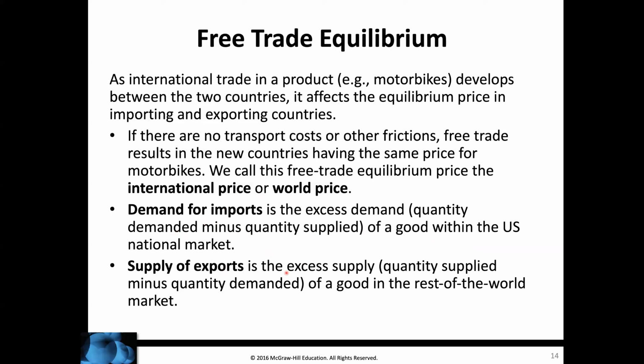The supply of exports is the excess supply. So assuming in the rest of the world, or the other country, the motorbikes were being produced at originally below the world price, but because of international trade, this free trade brings the price up for them, so more suppliers will want to supply. So the supply of exports is the excess supply, the quantity supplied minus the quantity demanded within that other country. And so we can see that these two will work with each other and benefit both countries.